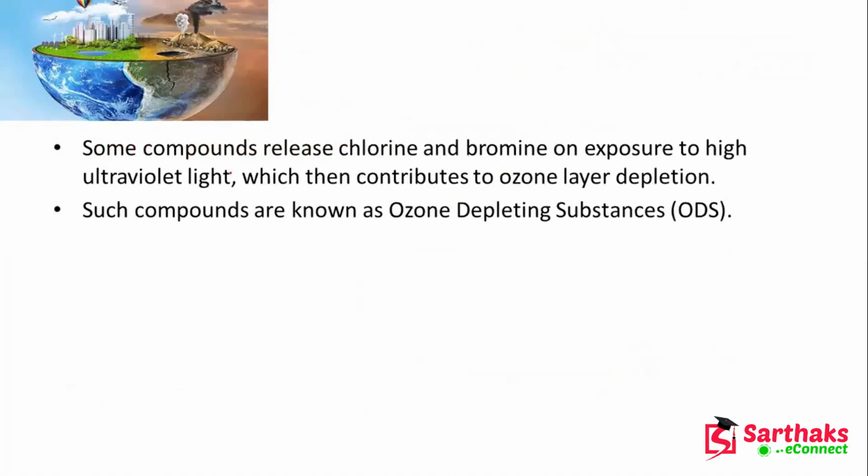Some compounds release chlorine and bromine on exposure to high ultraviolet light, which then contribute to ozone layer depletion. Such compounds are known as ozone depleting substances. That is called the ozone layer. And these are called ODS, ozone depleting substances.